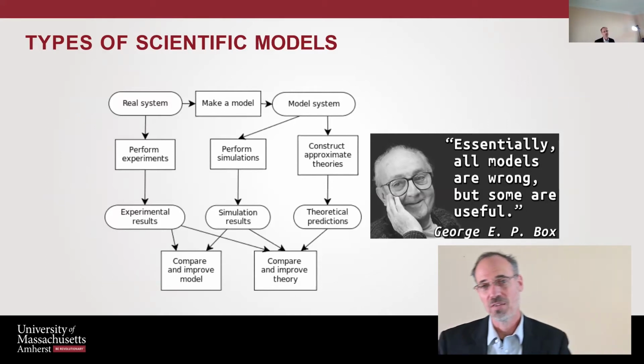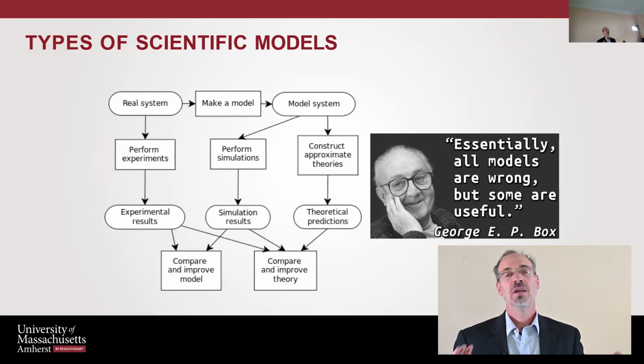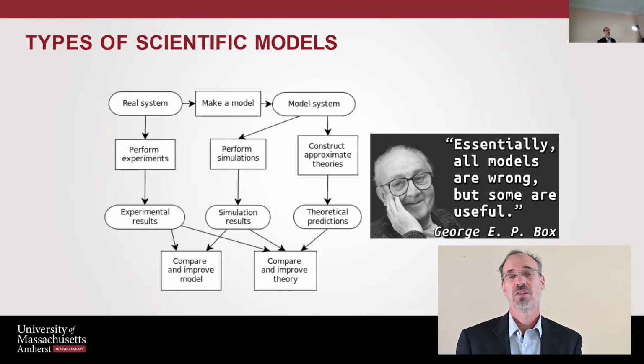But the basic gist of any type of scientific model is that we're trying to replicate what occurs in nature. We're trying to answer specific questions about what occurs in nature: what happens in nature and what causes this thing to happen in nature.